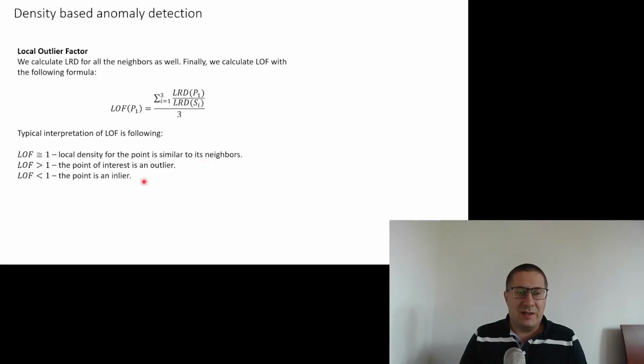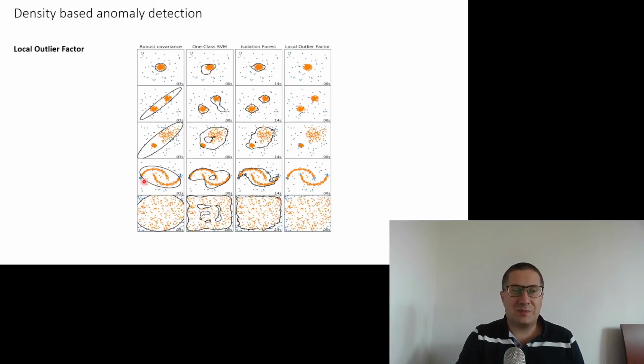If the score calculated by this method is around 1, it means that the local density for our point is similar to its neighbors. But if it's higher than 1, essentially higher, then the point of our interest is an outlier. Quite a useful method. I like to use it in my projects.